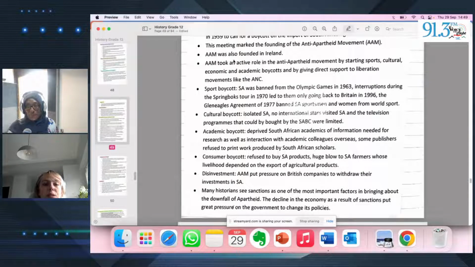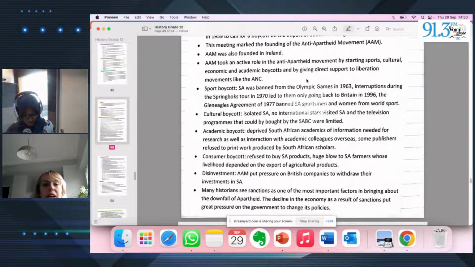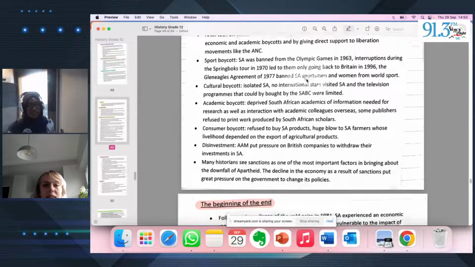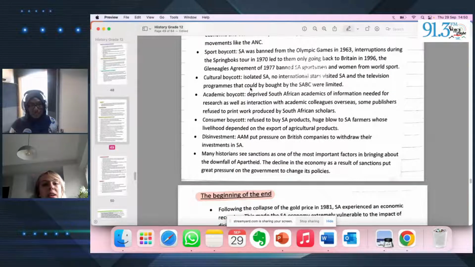The Anti-Apartheid Movement was also founded in Ireland, and the AAM took an active role by starting sports, cultural, economic, and academic boycotts, and by giving direct support to liberation movements like the ANC. Okay, and then they speak a bit about each boycott. So sports boycott: South Africa was banned from the Olympic Games. A cultural boycott: no international stars visited South Africa, and television programs that could be bought by the SABC were limited. An academic boycott, which deprived South African academics of information needed for research. Some publishers refused to print work produced by South African scholars.